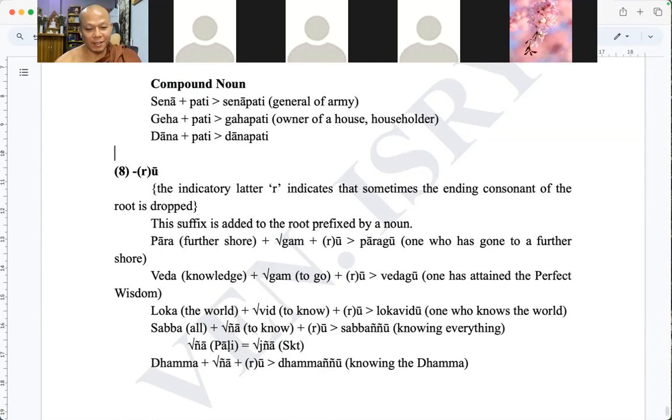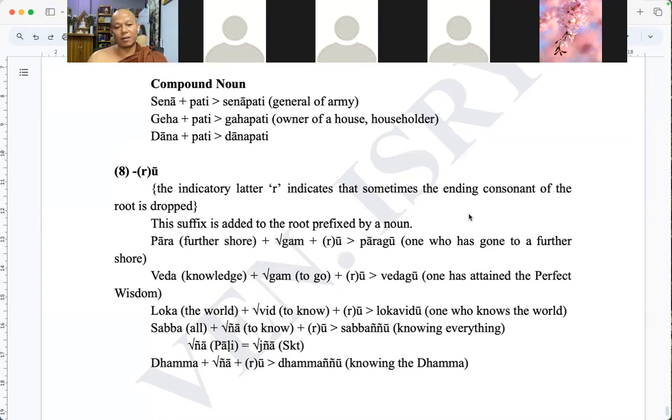Sorry, Bante. For number 8, it is Ra, U. Why is the R there, Bante? In the brackets we have R. It means that even though it is put in the brackets, it is just the signal for us to know that the ending consonant of the root will be dropped, but it will not be added into the new word with an R sound. So just an indicatory letter. I got it. Thank you, Bante, so much for that.